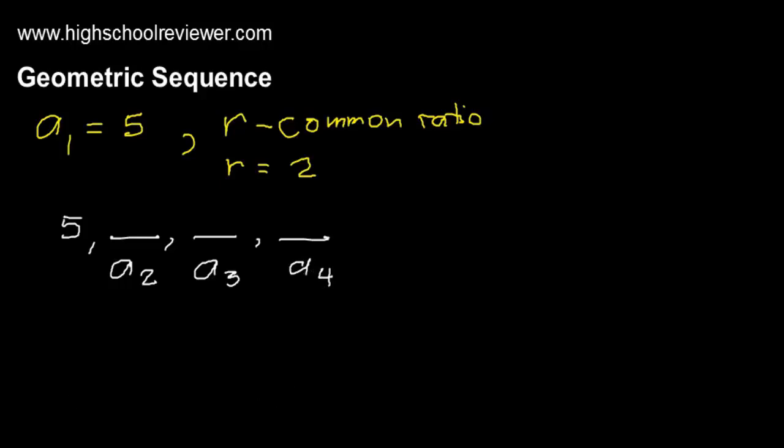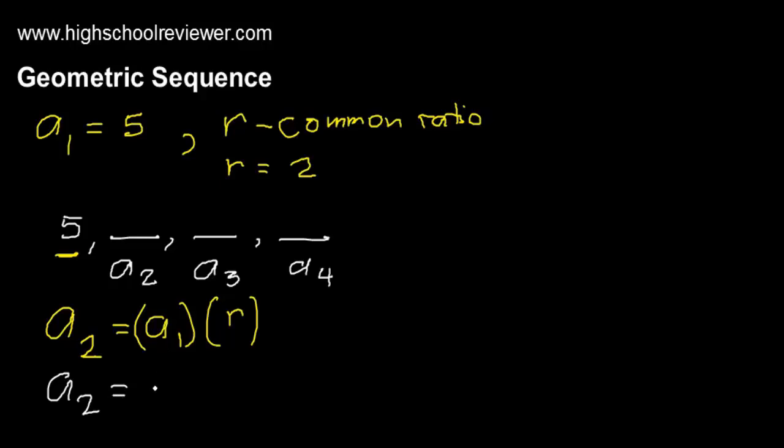So to find a sub 2, we will just multiply the previous term. Our previous term is 5, and this is a sub 1. So this will be a sub 1 multiplied by the common ratio, which is r. So substitute the values. A sub 2 will be equal to a sub 1, which is positive 5, multiplied by r, which is positive 2. Our a sub 2 is positive 10. We have here the value for a sub 2.